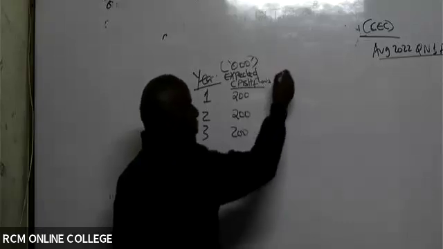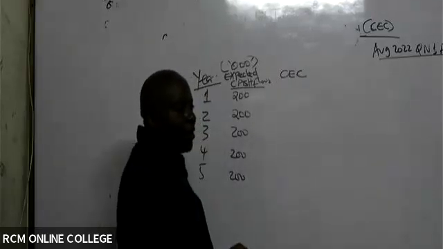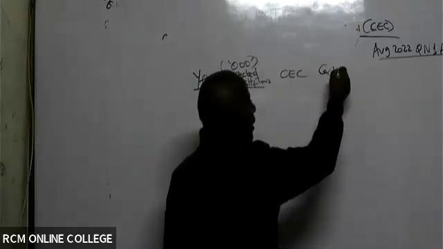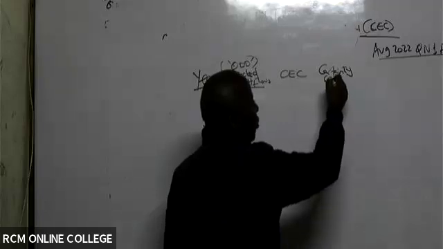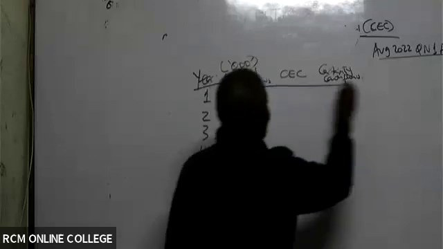Then I create a column here for the CEC. And then another column for the certainty cash flows, or certain cash flows, like that.